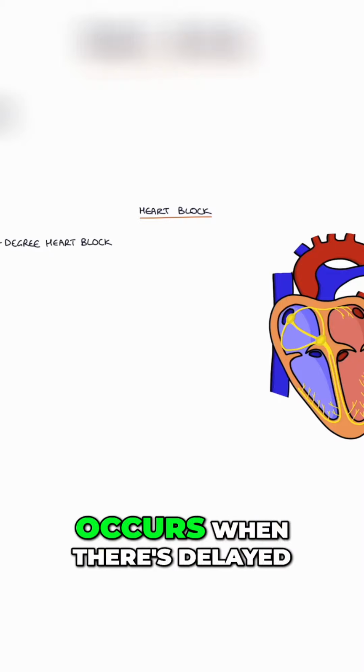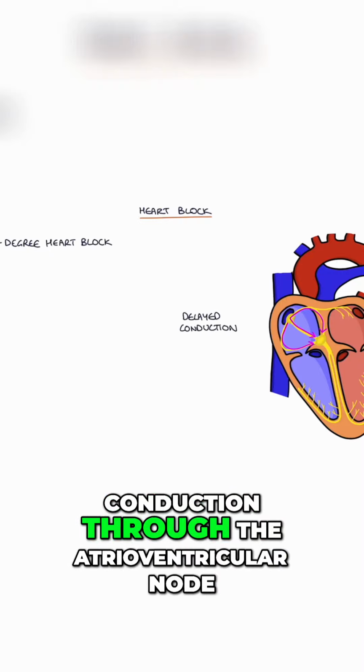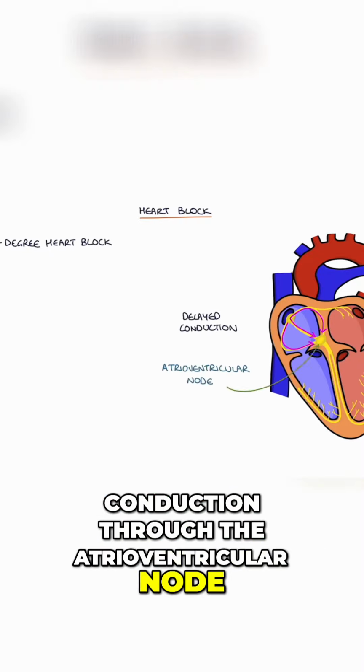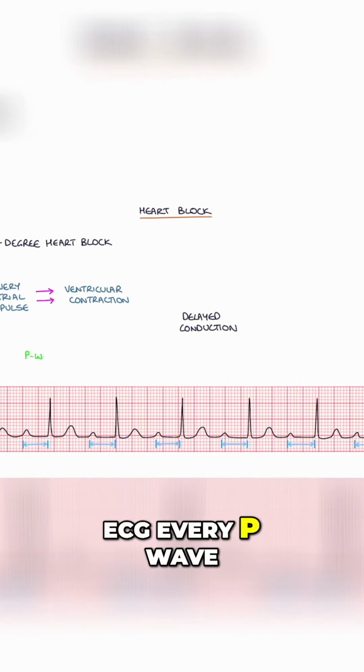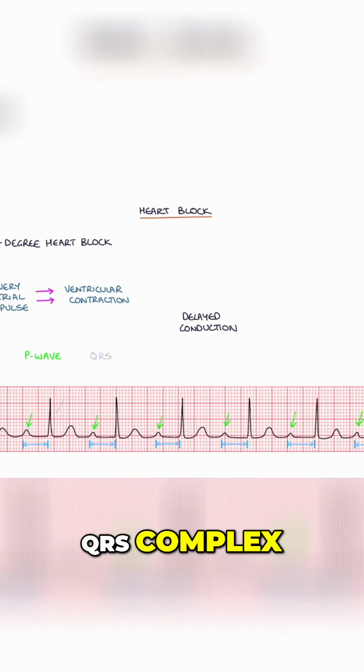First-degree heart block occurs when there's delayed conduction through the atrioventricular node. Despite this delayed conduction, every atrial impulse leads to a ventricular contraction, meaning that on the ECG, every P wave is followed by a QRS complex.